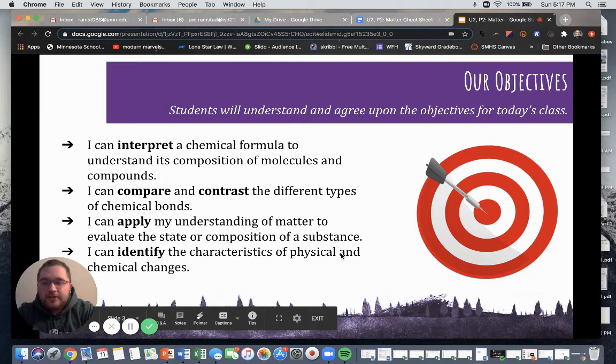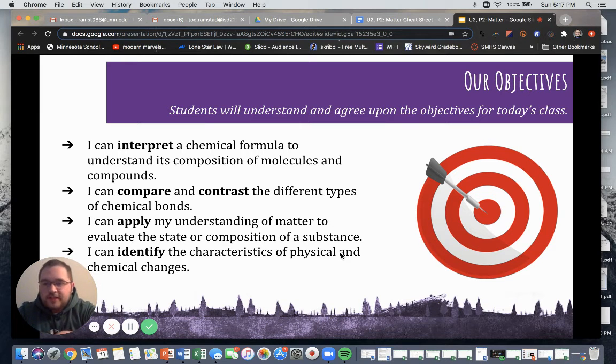So we are going to go through some of the learning targets for the day. First, by the end of this, you'll be able to interpret a chemical formula to understand its composition of molecules and compounds. You'll be able to compare and contrast different types of chemical bonds. You'll be able to apply your understanding of matter to evaluate the state or composition of a substance, which should be a review for a lot of us from earlier in this semester.